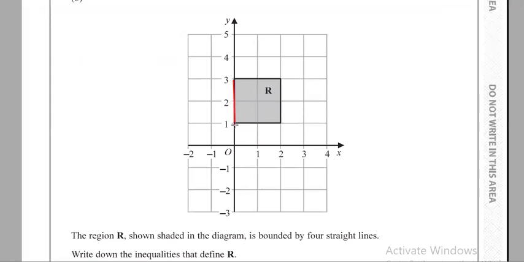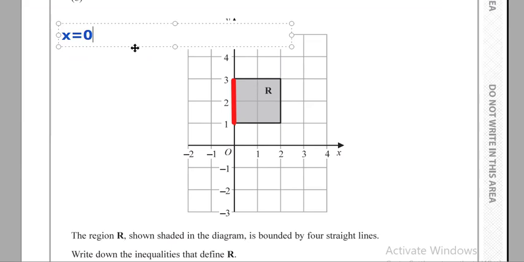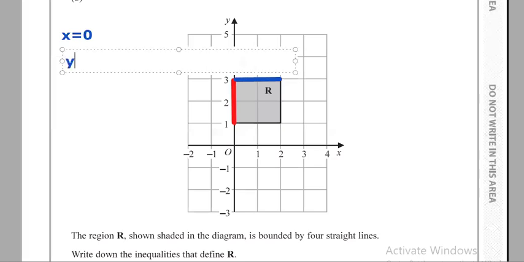First, let's start with this line, the red one. So this red line here is the y-axis. The y-axis equation is what? Very good. It's x equals 0. That's the first equation. And then I'll turn it into an inequality. Now, the second line, which is here, crosses the y-axis in 3. This means that y equals 3. Very good. Y equals 3. That's the second line, which is the blue one.